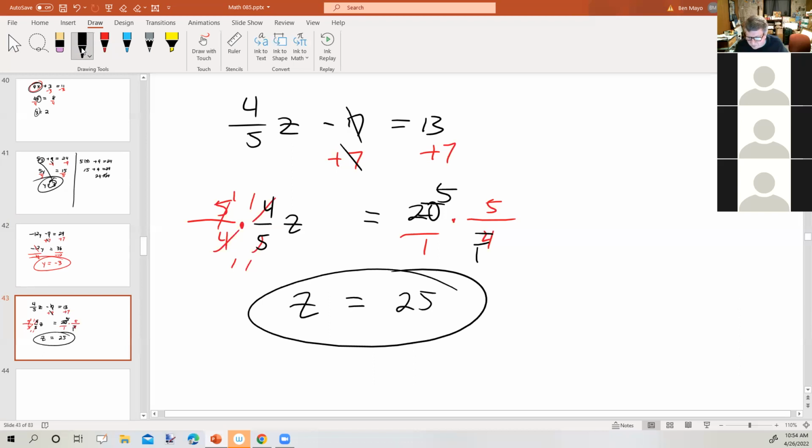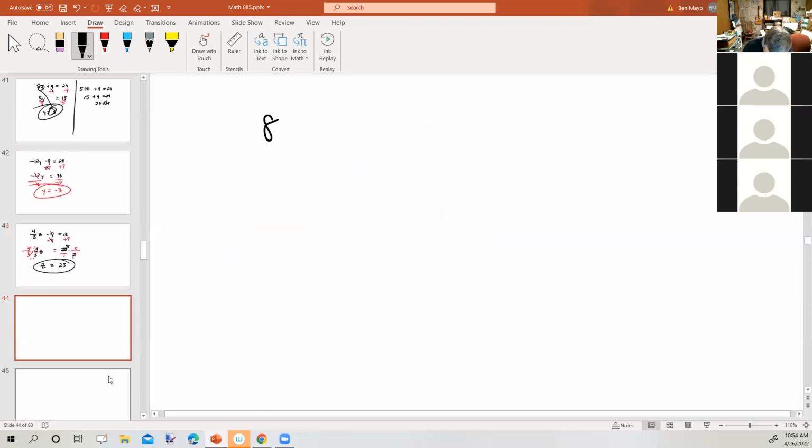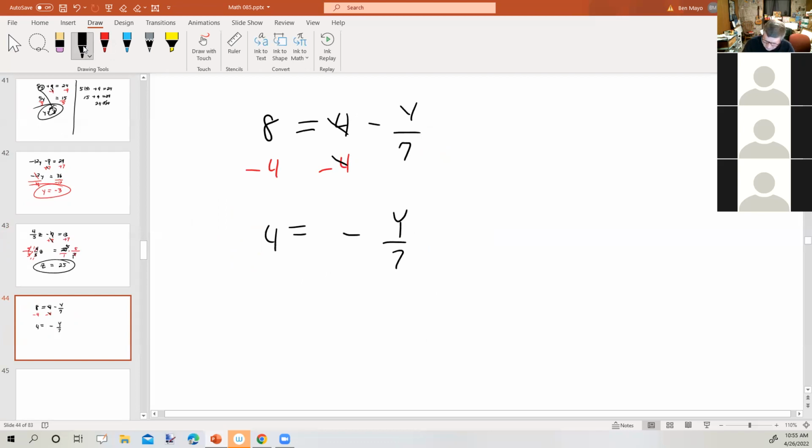Any questions there? Okay. 8 equals 4 minus y over 7. To isolate the variable term, we'll subtract 4 from both sides of the equation. 8 minus 4 is 4. 4 minus 4 is 0, so I have negative y over 7.